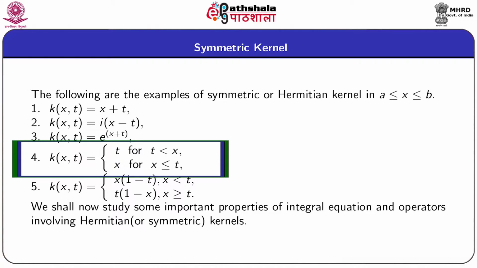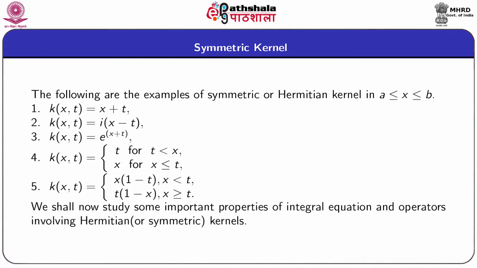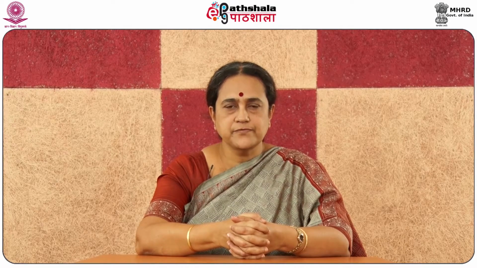In fourth example, K(x,t) is equal to t when t is less than x, and x for x less than or equal to t. Here also we can verify that K(x,t) equal to K bar (t,x). Similarly, in the last example, K(x,t) equal to x into (1 minus t) for x less than t, and t into (1 minus x) for x greater than or equal to t. Here also we can verify that K(x,t) is equal to K bar (t,x). So we have learned what is called a symmetric or Hermitian kernel, and we have given some examples for symmetric kernel. Now we shall study some properties of symmetric kernel which will be given in form of 4 theorems.